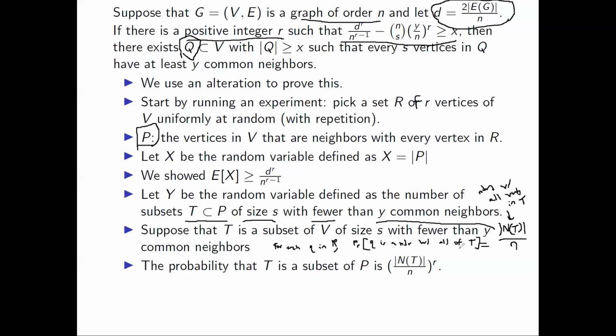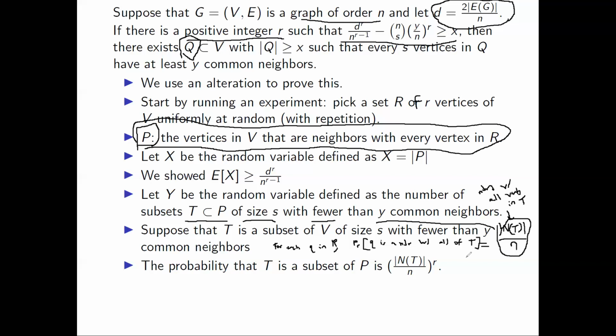And so the probability that T is going to be a subset of this P, P being the vertices that are neighbors with every vertex in R, that probability is just this probability we found right here raised to the rth power. So for T to be a subset of P, we need that every vertex that we draw for R has to be neighbors with all the vertices in T. And if every vertex that we draw in R is neighbors with all the vertices in T, that implies that T is a subset of P. So this implies that the probability that T is a subset of P is just this probability we calculated right here, cardinality of N of T over n, raised to the rth power.